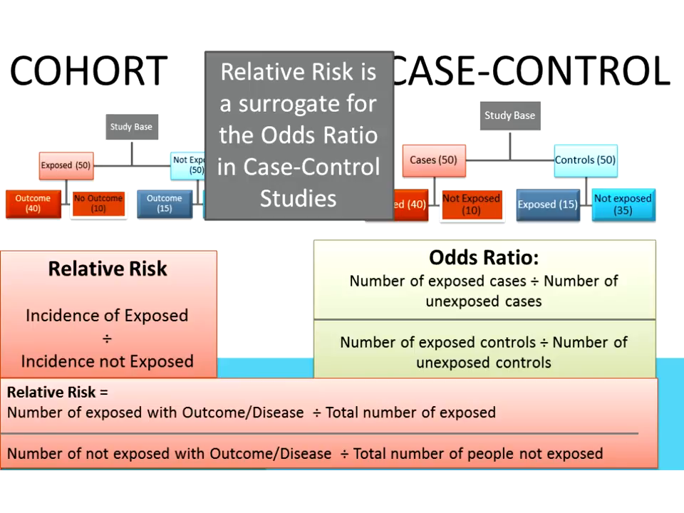So just a comparison of your cohort study versus your case control study. The relative risk in your cohort study is very similar to using your odds ratios in your case control study. So it's your incidence of your exposed over your incidence of those not exposed, and your relative risk is simply the ratio, or the division, of the two. And your odds ratio is calculated as the number of exposed cases divided by the number of unexposed cases, over the number of exposed controls divided by the number of unexposed controls.